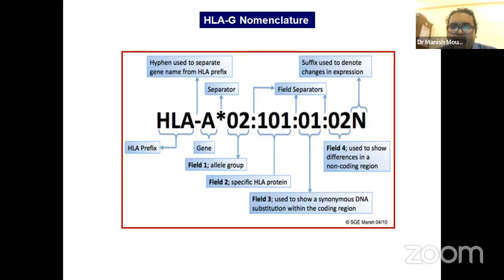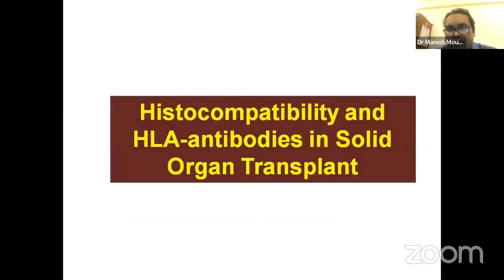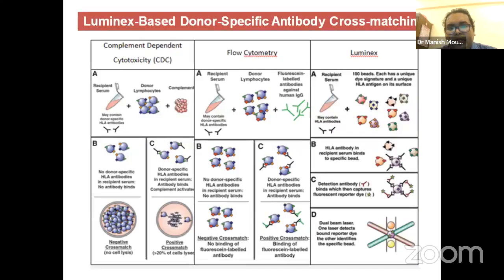So now we know the HLA nomenclature and HLA antigen. Now we need to understand how we are going to select a compatible donor and patient. For that, we need to monitor antibody. Antibody monitoring is done in 3 basic ways. First is the CDC cross-match, second is the flow cytometry cross-match, and third is the Luminex DSA.